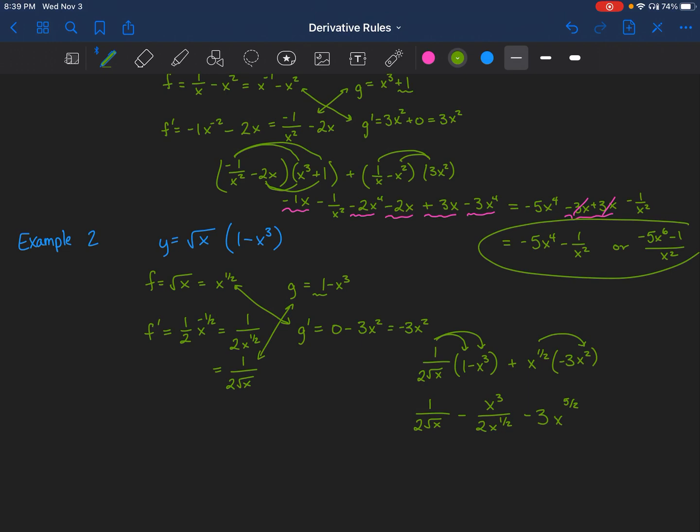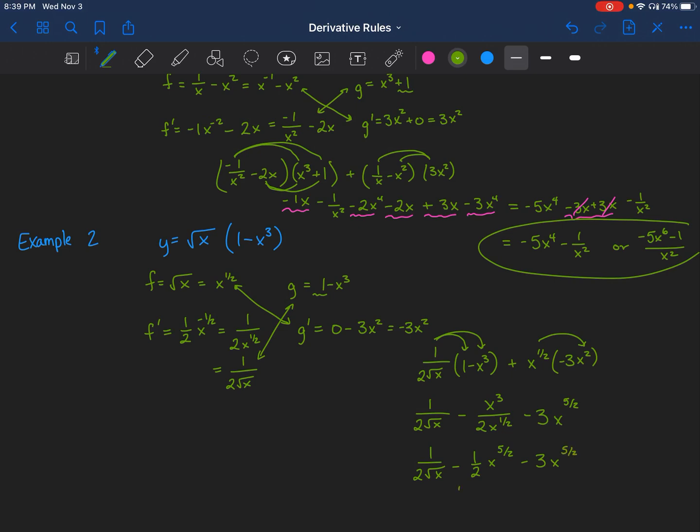So the reason I wrote these as exponents, at least that square root as an exponent, is because when I divide, I need to subtract. So that's actually going to be 3 minus a half. Let's write this down. 1 over 2 square roots of x minus, and I'll write that as a half, x to the 3 minus a half is 2.5, which is 5 over 2, minus 3x to the 5 over 2.